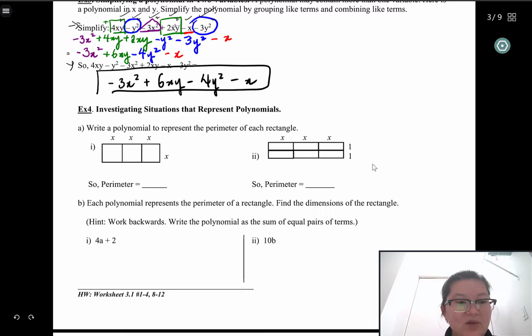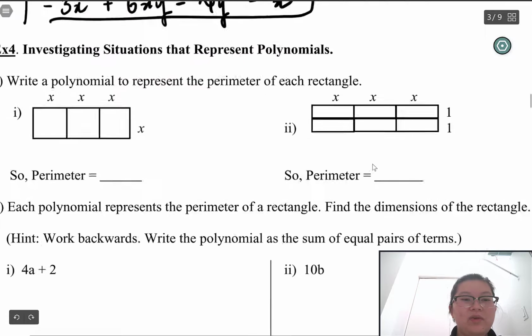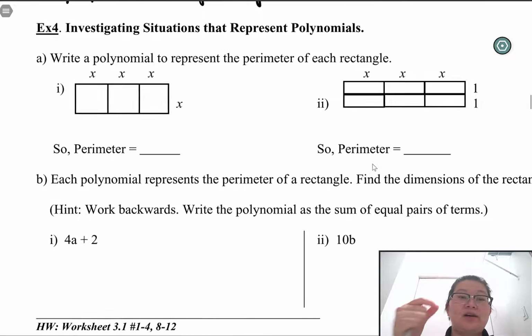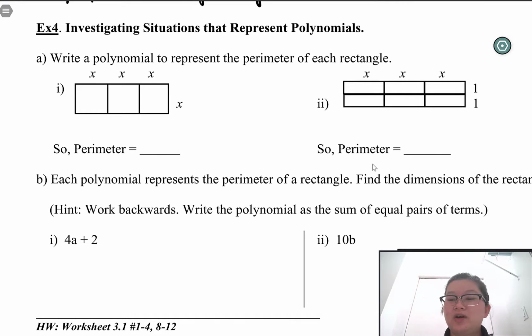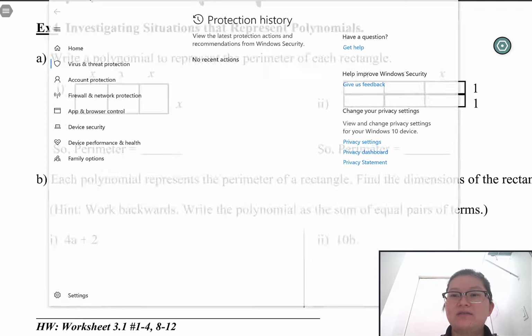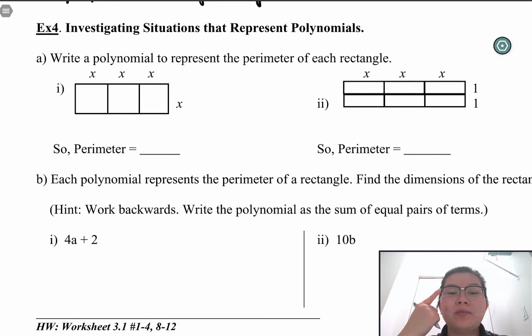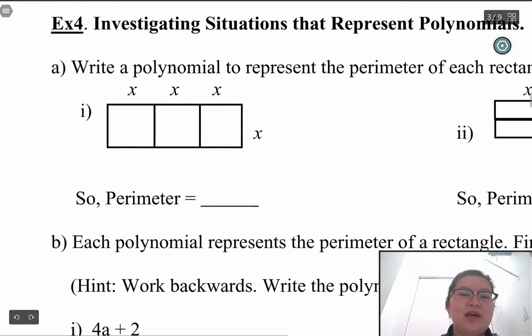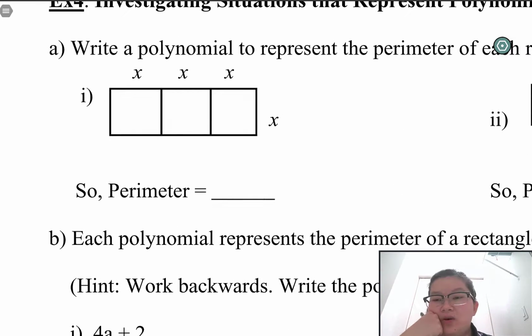Okay, last example where we're going to have to do some word problems. So here we go. We have investigating situations where we represent polynomials. So in this case, we are going to write an equation for the perimeter. And I did say I hate the way this is represented, but we just have to go with what this is trying to show us, unfortunately.